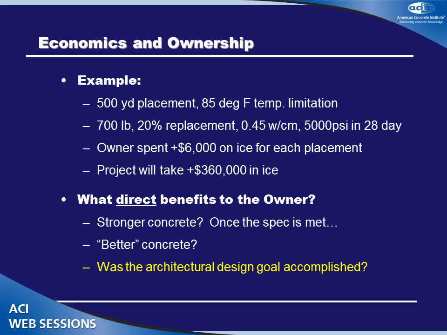Each 500-yard placement for the 85-degree temperature limitation costs $6,000 in ice. Over the course of the job, it took $360,000 in ice, frozen water. And here was the question I asked at the end of that project. Owner, when you spent $360,000 in ice over that placement, did you get better concrete? Did you get stronger concrete? And more importantly, did you get things that look the way they should?